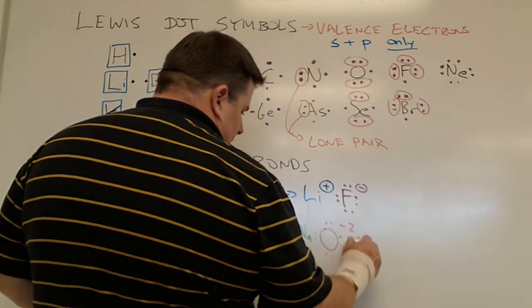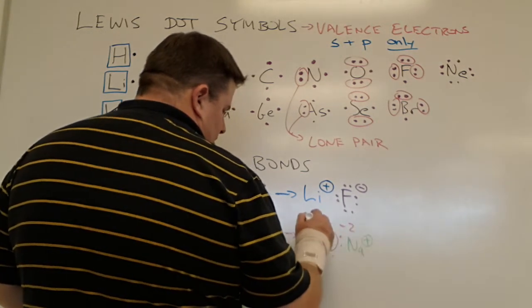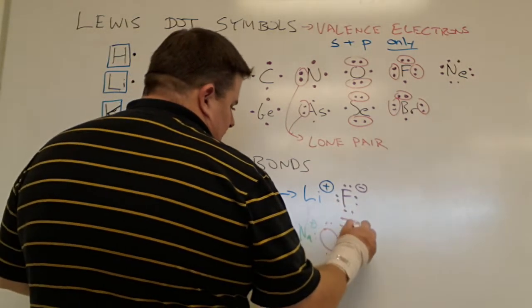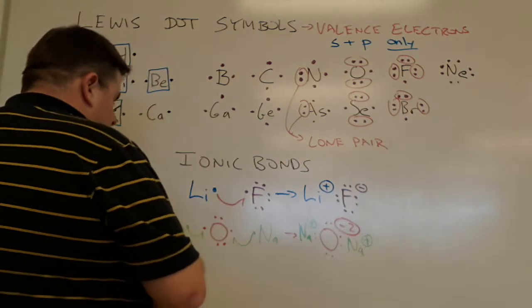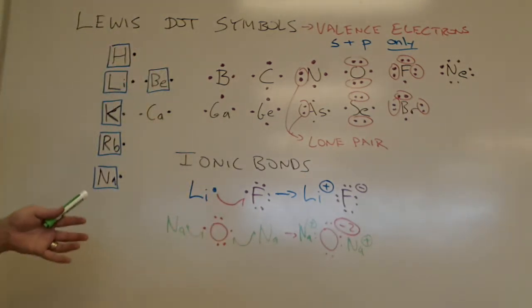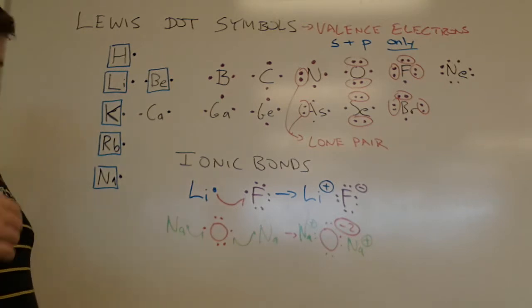I can put 2 sodiums on either side. Each one of these has a +1 charge. I like circling the charges because if I circle the charges, it doesn't let me get confused with something that might be an electron or might be something else or a bond that's floating around out there. So I like to circle charges.